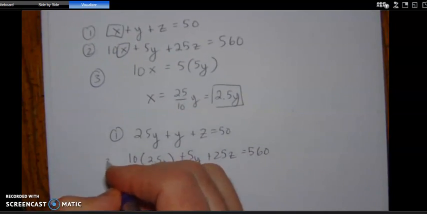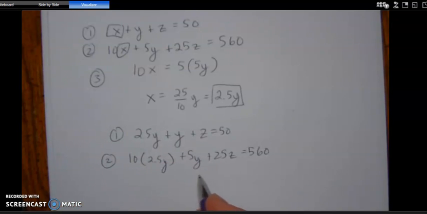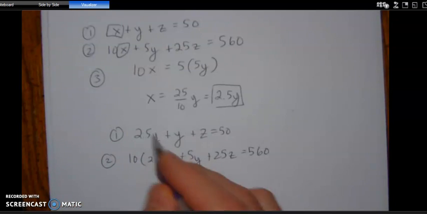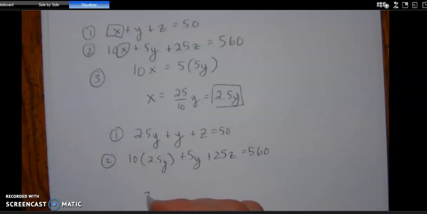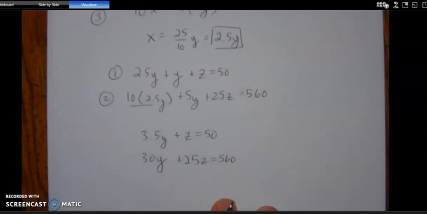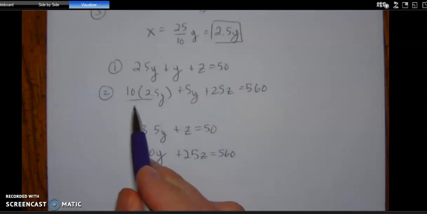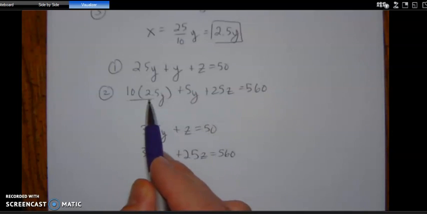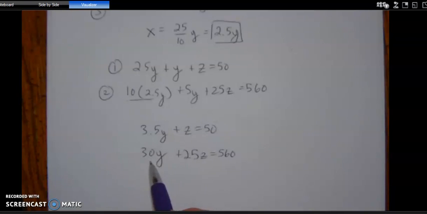So here's my two variables and two unknowns, or two equations. I've got to clean this up though. 2.5 plus 1y is 3.5y. And then this will be 25y plus 5y is 30y plus 25z is the same as 560. Oh, you didn't see that. Shoot. Okay, so let me do that again. 10 times 2.5 is 25y plus 5y is 30y.